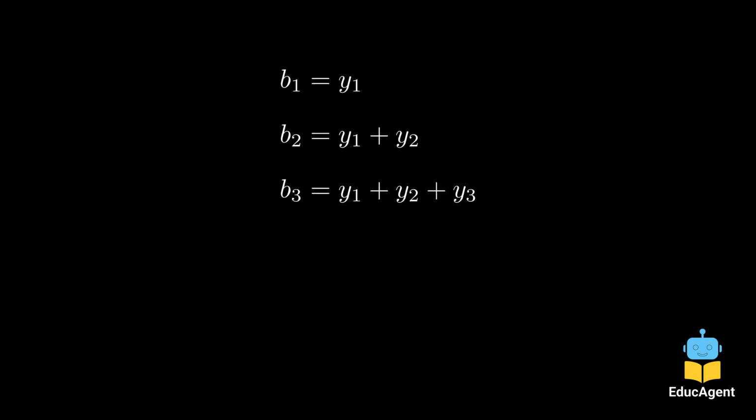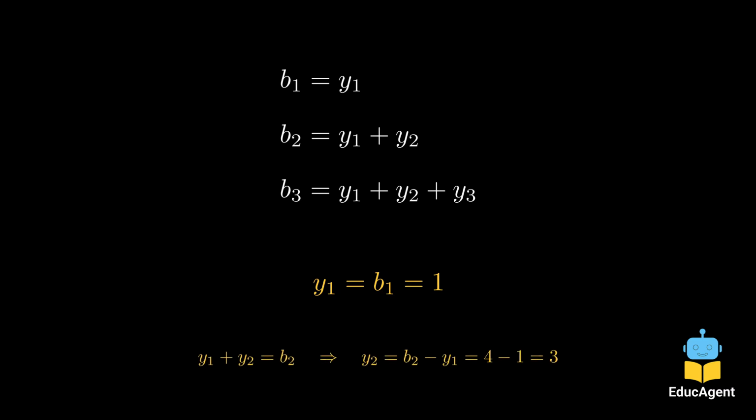Entry-wise, the linear combination gives a simple lower triangular system. b1 equals y1, b2 equals y1 plus y2, and b3 equals the sum of all three y's. From the first equation, we immediately get y1 equals b1, which is 1.